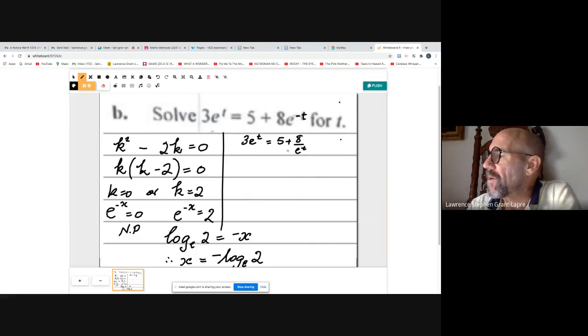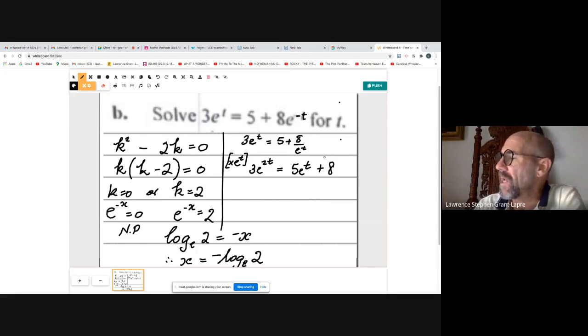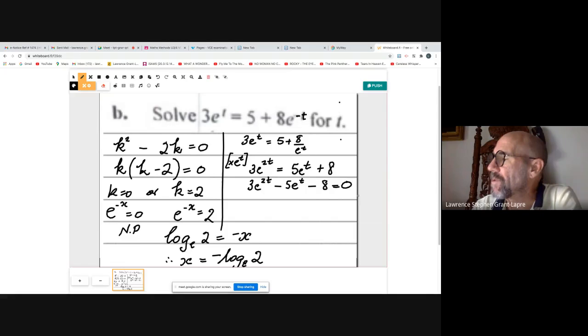Now, when I've got a denominator, if I multiply the left-hand side by e to the t, and the right-hand side by e to the t, both sides, then I will get 3e to the t times e to the t, 5e to the t, and the e to the t would cancel on that. Now, you can start seeing a quadratic unfold here: 3e to the 2t. I'm going to bring everything over to one side, minus 5e to the t, minus 8. And a lot of people don't let the quadratic equal 0 for some reason. There is a quadratic because this is double this.